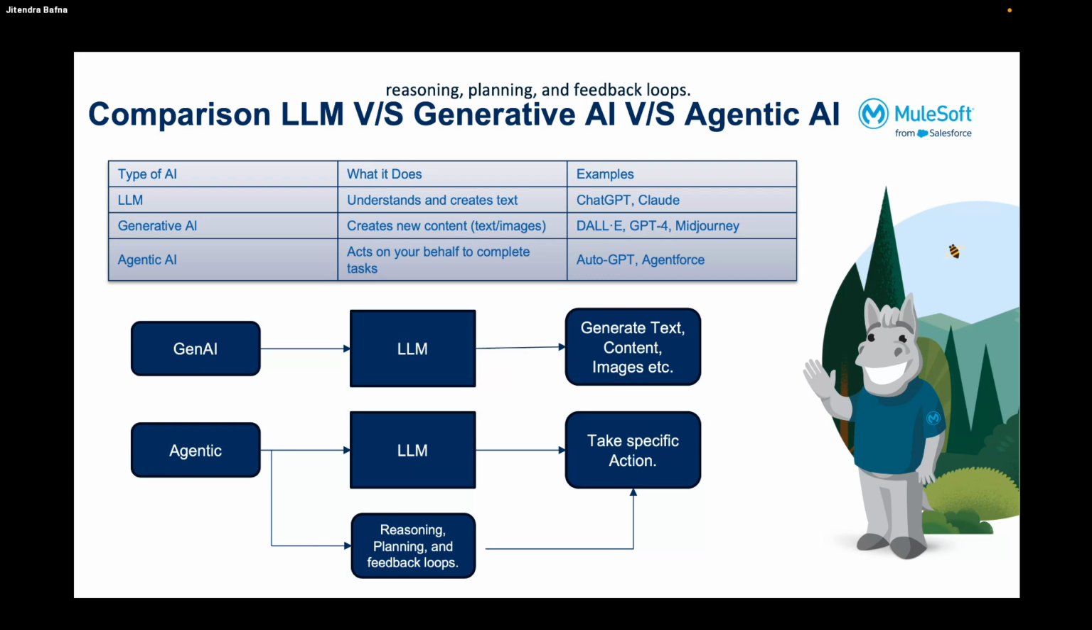Then LLM, we have a lot of large language models available, right? One of the large language models is ChatGPT. We have Claude, we have Gemini. There are many. So this is the high level architecture. Generative AI interacts with an LLM to generate text, content, and images. Whereas agentic AI also interacts with an LLM, but at the same time it also interacts with a reasoning engine, planning, and a feedback loop, and takes a specific action. I think Salesforce is using the Atlas reasoning engine for agentic AI. We're going to discuss those things also.